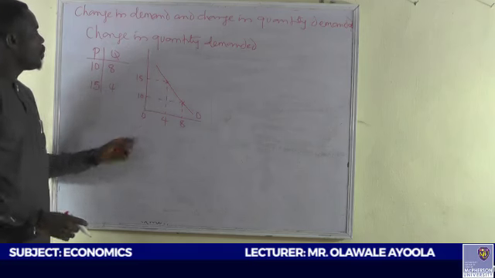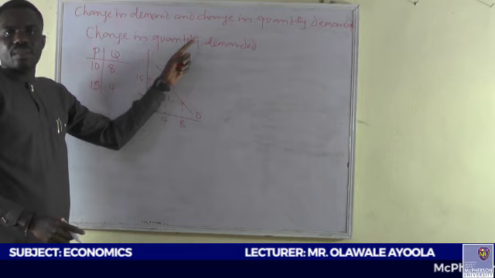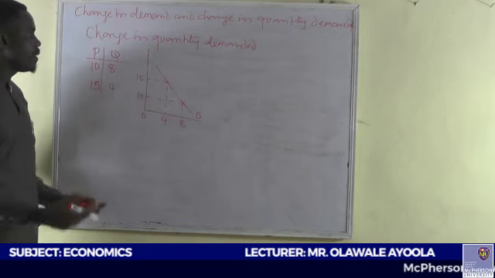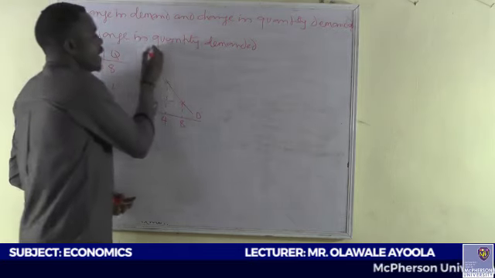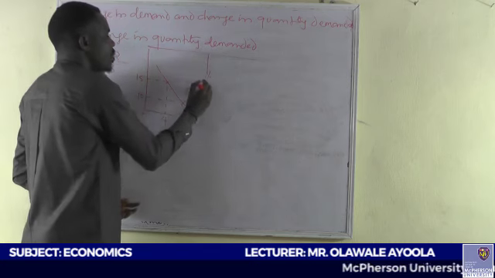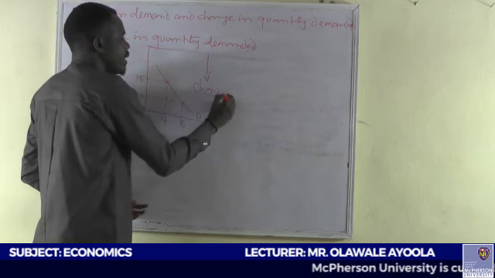This is a typical example of change in quantity demanded. Therefore, we can say that change in quantity demanded is majorly caused by change in the commodity price alone.